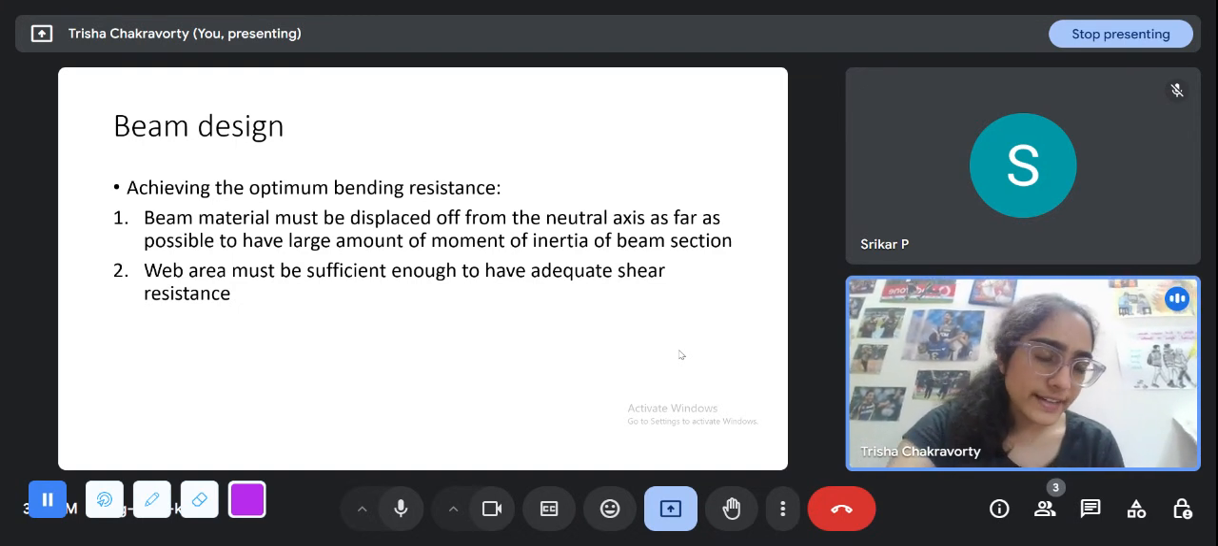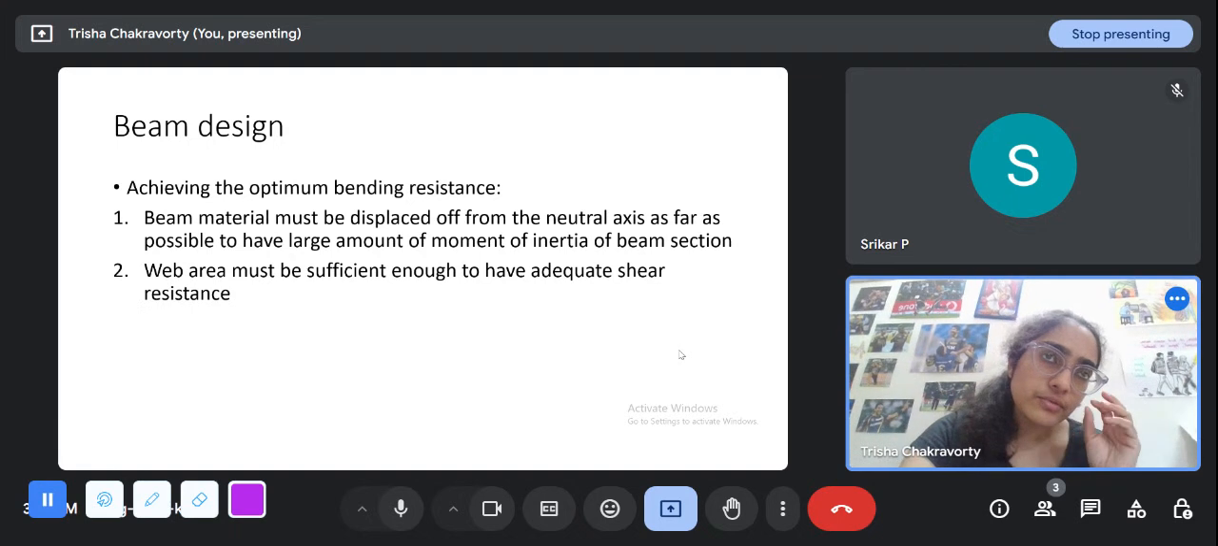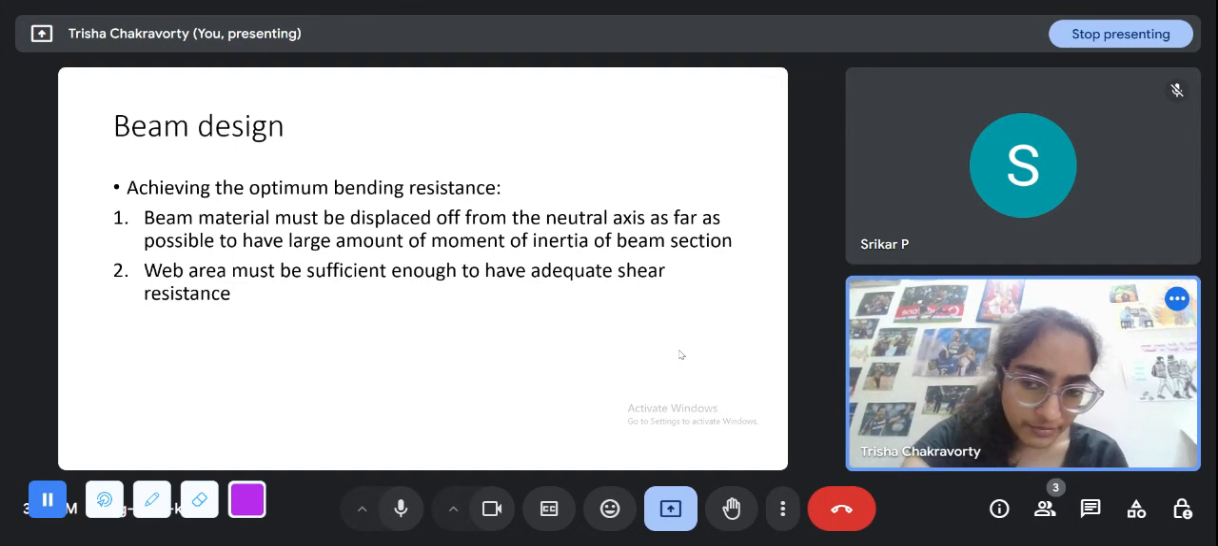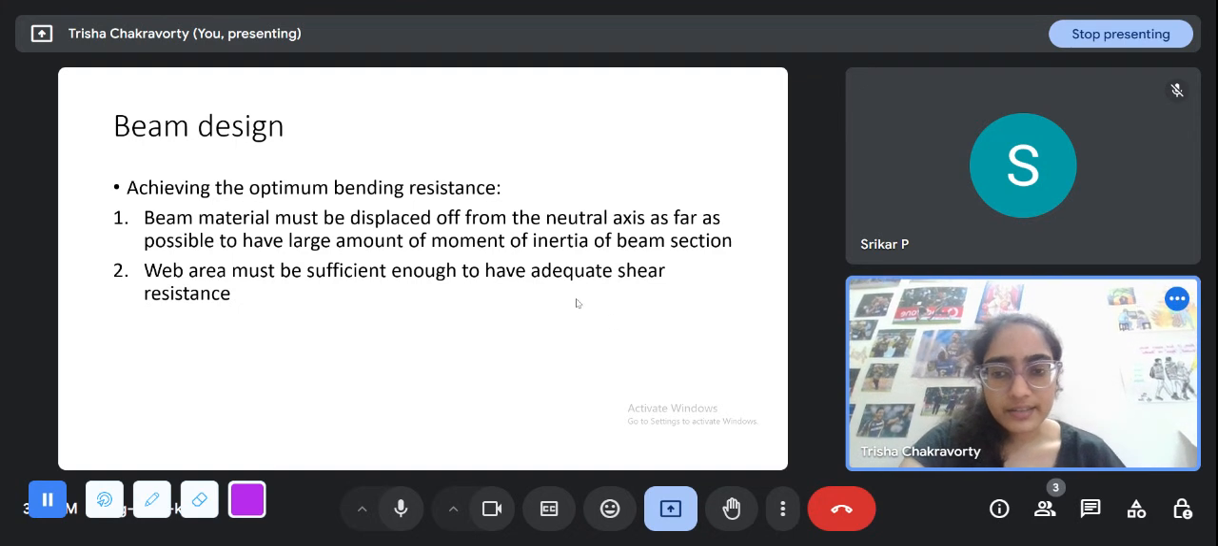So there is an idealization we make: to satisfy the flexural requirements, we will look only at the flanges, and to satisfy the shear requirements, we'll look only at the web. So this is what is said here.